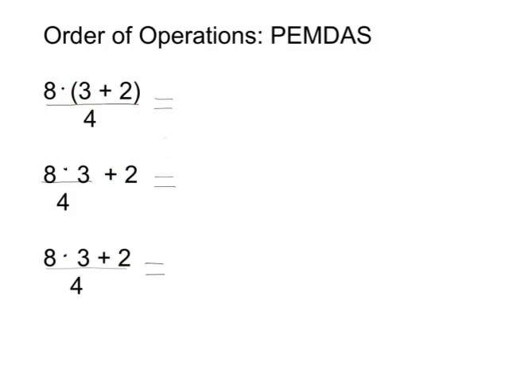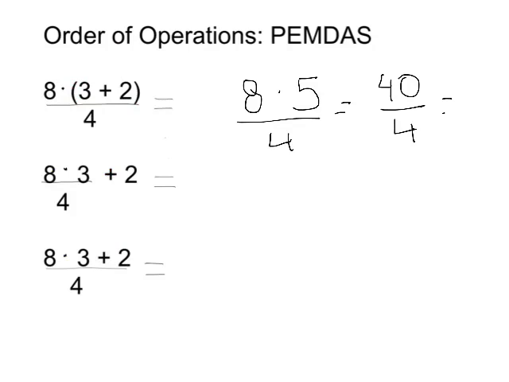So to start off on this first one, I have parentheses, and I have to take care of what's inside the parentheses first. So that gives me 5. So now I have 8 times 5 over 4. And that equals 40 over 4, which gets me 10.